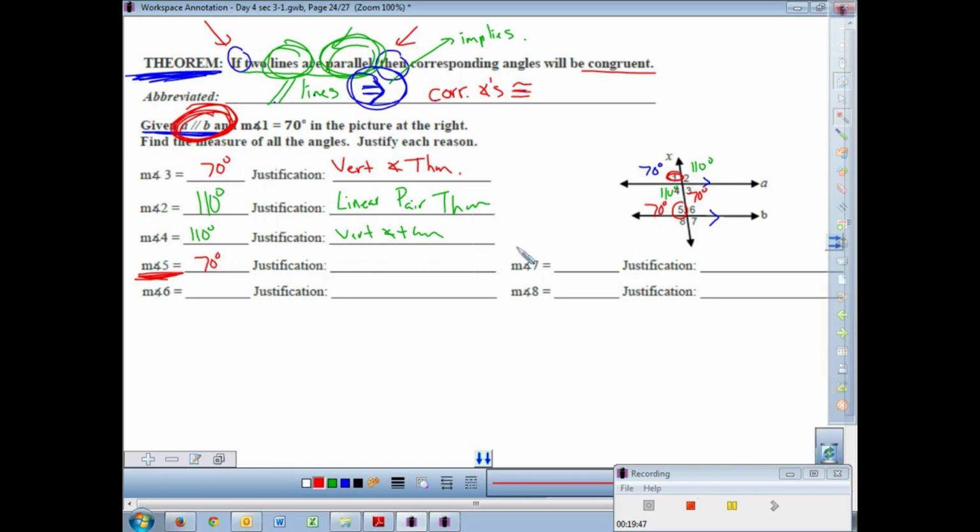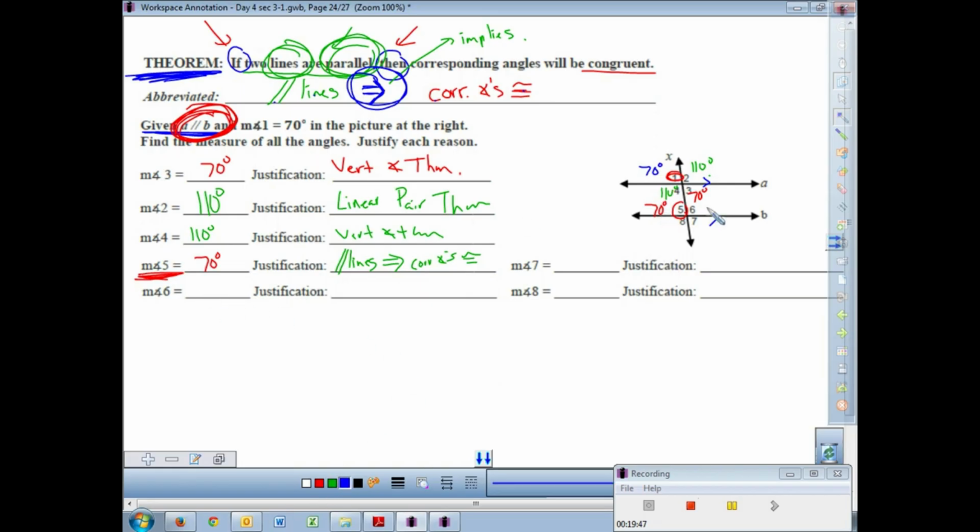And that's exactly what we're going to write right here. If we have parallel lines, which we do, that means that my corresponding angles will be congruent to each other. Parallel lines implies corresponding angles congruent. So if they give you parallel lines, all your corresponding angles should be congruent to each other.